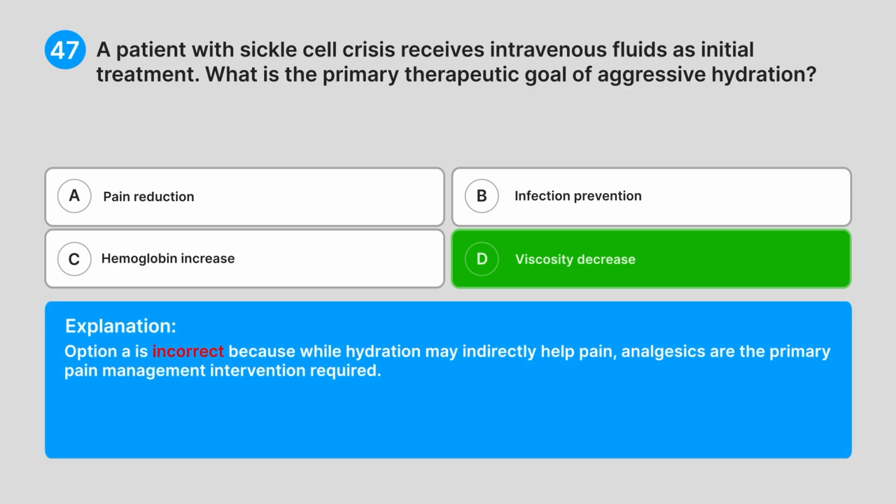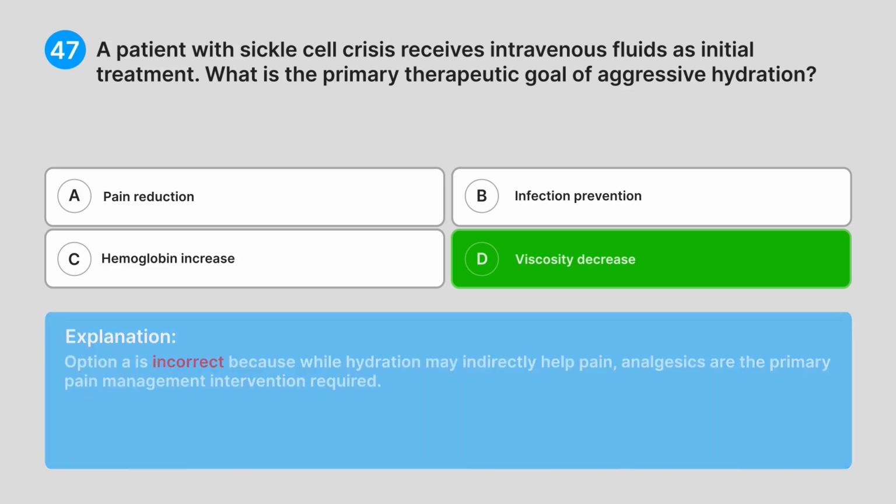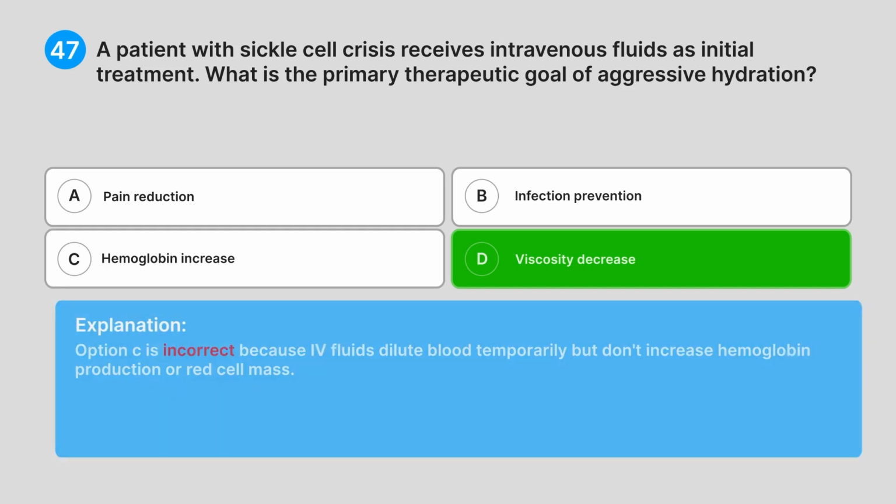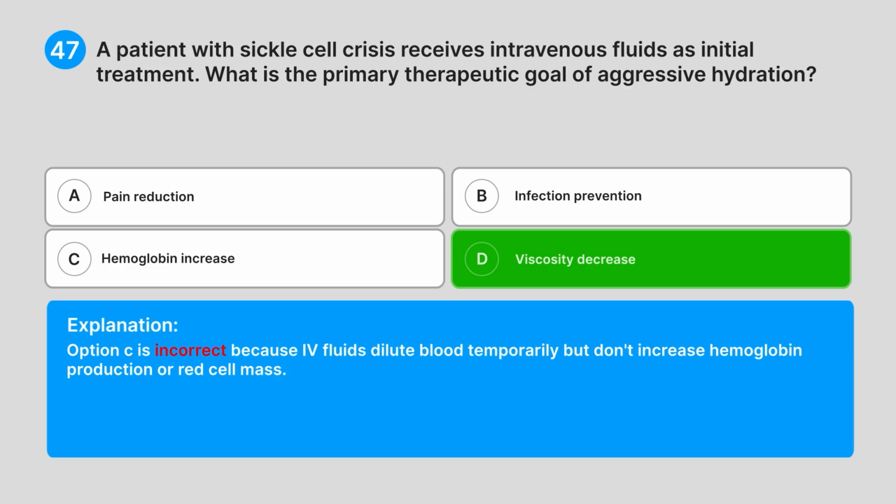Option A is incorrect because while hydration may indirectly help pain, analgesics are the primary pain management intervention required. Option B is incorrect because hydration doesn't prevent infection. Prophylactic antibiotics serve this role in sickle cell management. Option C is incorrect because IV fluids dilute blood temporarily, but don't increase hemoglobin production or red cell mass.